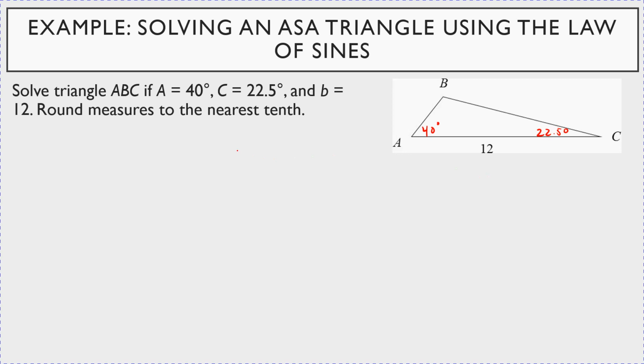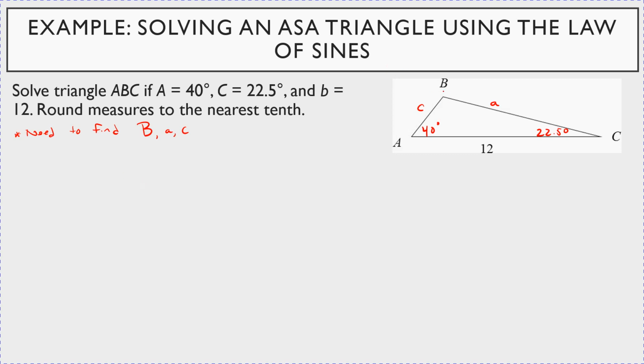Allergy season. Angle C is 22.5, and B is equal to 12. No units here, okay? So again, round to the nearest tenth. So what we're going to need to find here is we're going to need to find A and C and B, okay? So we need to find angle B and then the lengths of side A and C.